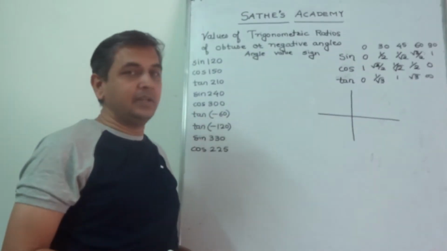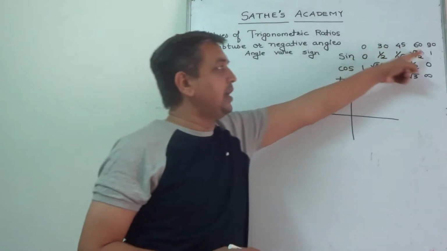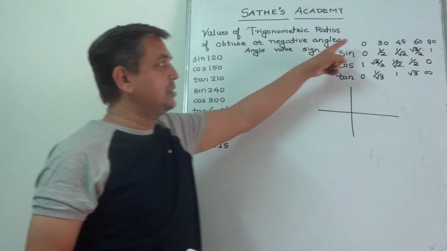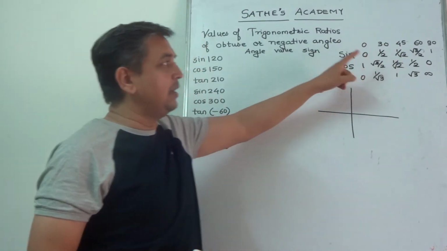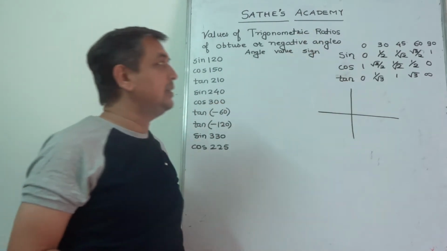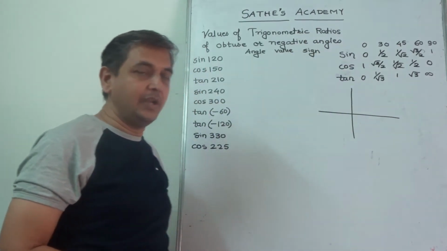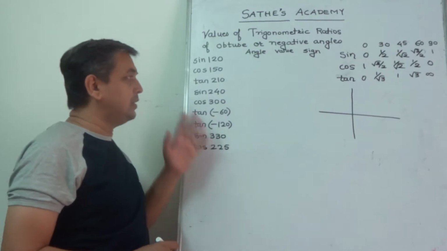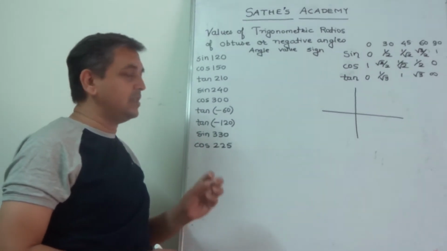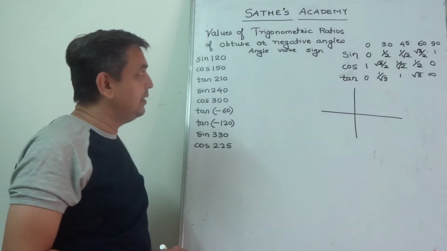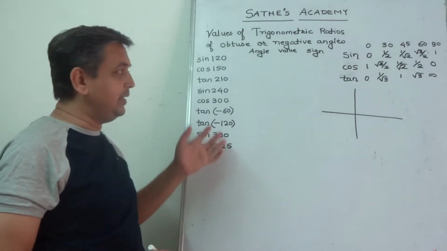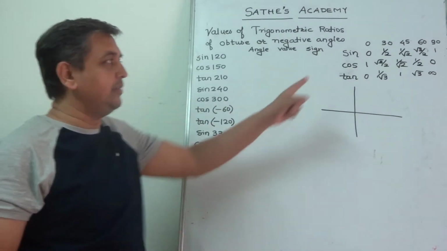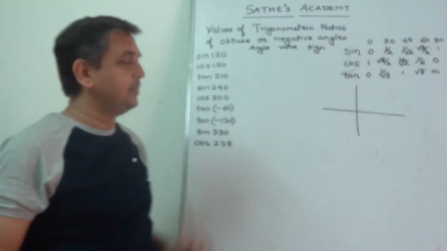In your 9th and 10th standard you have learned this chart. You must learn this by heart. All trigonometric values of acute angles 0, 30, 45, 60 and 90. Now for these higher angles, we use a small trick so that in a single step you can find this value without any calculations if you know this chart. So let us begin.